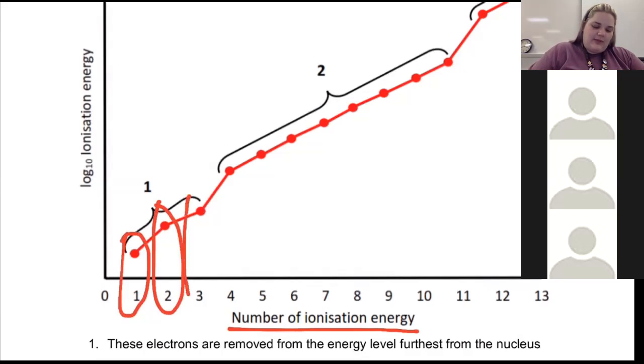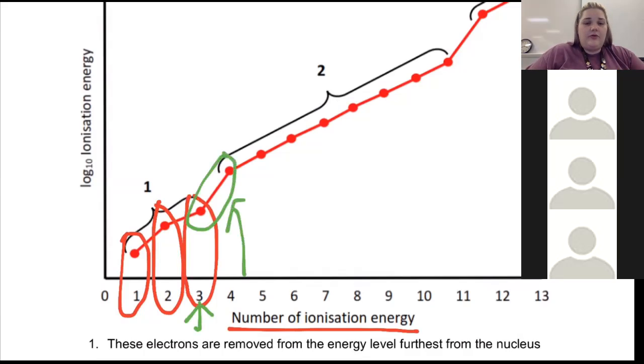But then look what happens right here after the third one. There's a bigger jump. The line is a little more steep. It's got a higher slope. So what you're looking for in this graph is every time there's a steeper slope like this, that's your clue that that's what group the element is in, okay?